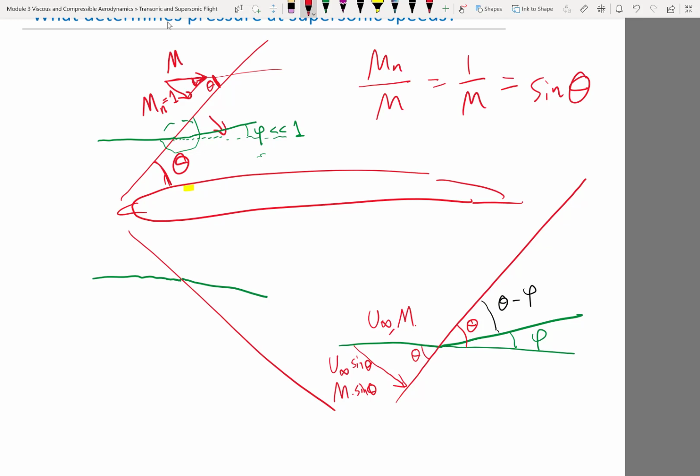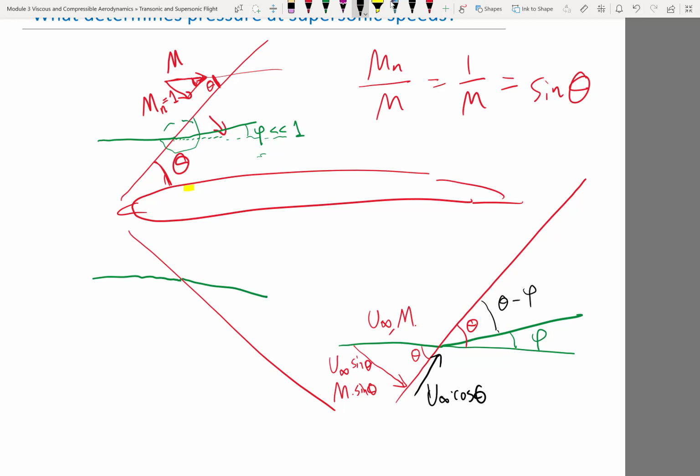The tangential component is actually going to be the same no matter if you look at the downstream or upstream. It's u infinity times cosine theta, right? The Mach number is different from upstream to downstream because the temperature changes, so the speed of sound changes. So we can only be sure that the velocity stays the same in the tangential direction across the shock.